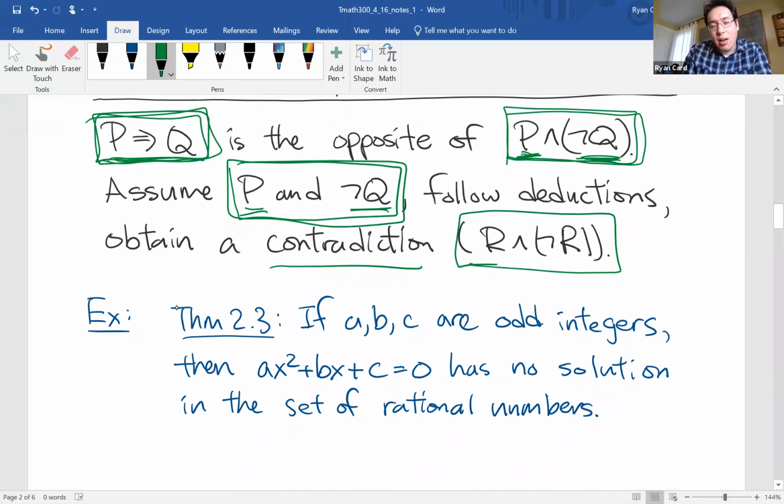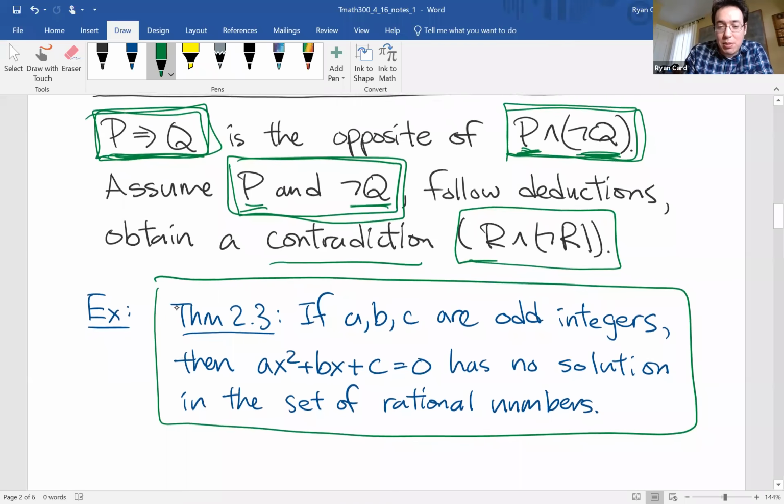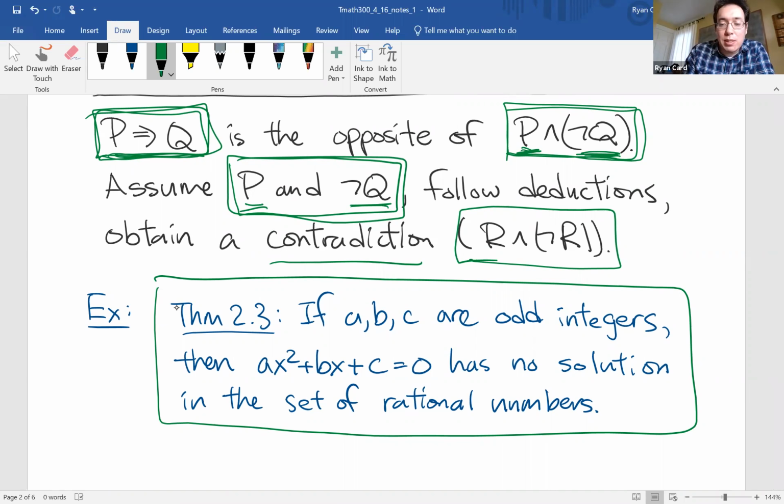So a short example where this technique makes sense is, well, we did an example at the beginning of the chapter actually. So let me just point you towards theorem 2.3 that we did at the beginning of the chapter. So if A, B, C are odd integers, then the quadratic equation ax squared plus bx plus c equals 0 has no solution in the set of rational numbers.